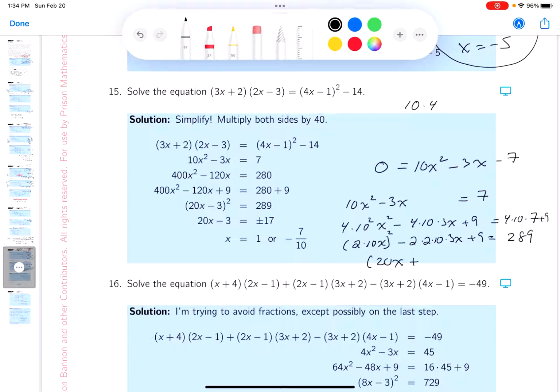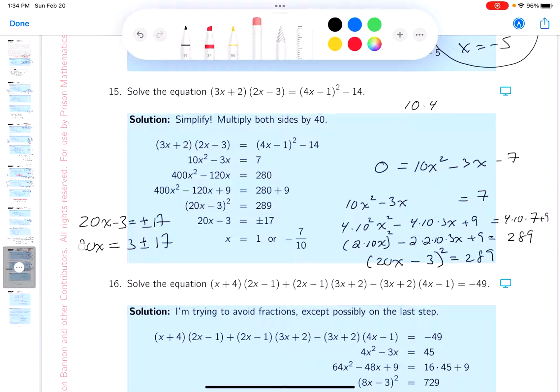Not plus 3, because we got a minus in the middle. Sorry about that. Minus 3 squared equals 289. The square root of 289 is actually 17. So what do I get? Well, I'm running out of room. 20x minus 3 equals plus or minus, and again, the square root of 289 is 17. So I get 20x equals 3 plus or minus 17.